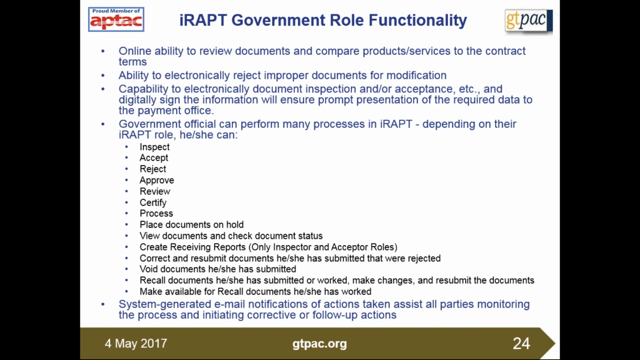Here's the iRAPT's government role functionality. Lots of information on this slide. The government has the ability to electronically reject documents that are improper, and the capability to electronically inspect and accept. The government official can perform many processes, including all of these, and the system-generated email notifications can be flying all over the place, back and forth, to assist all parties in monitoring the process and initiating corrective or follow-up actions.